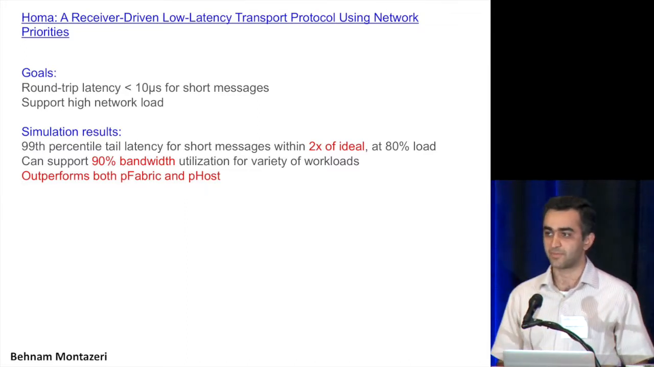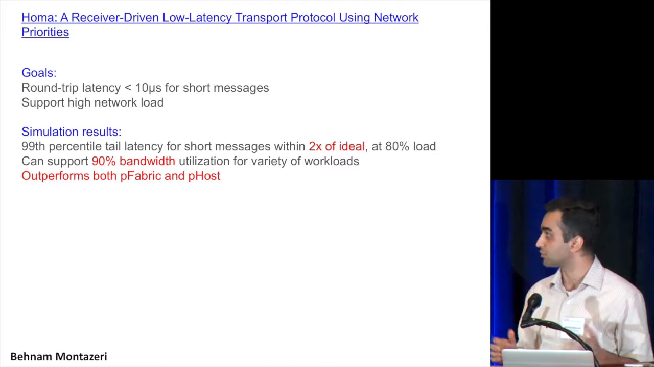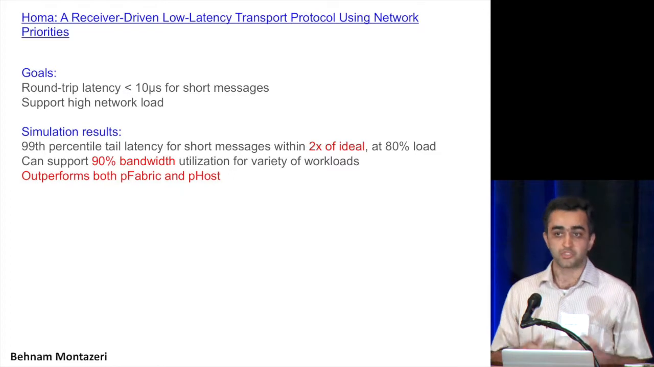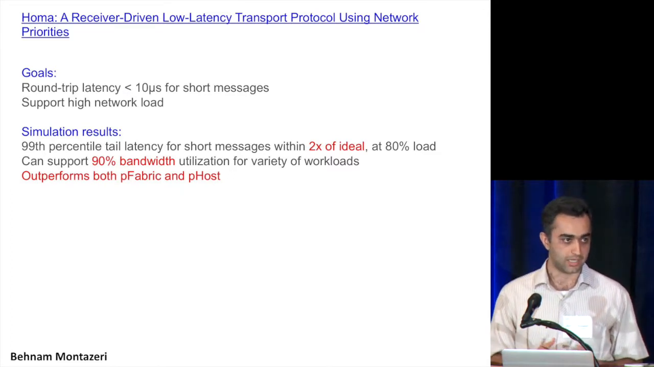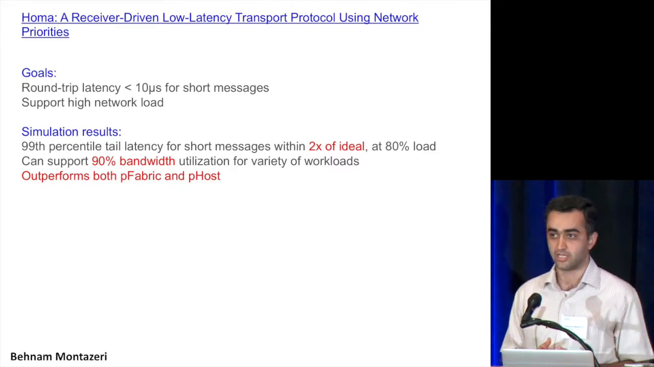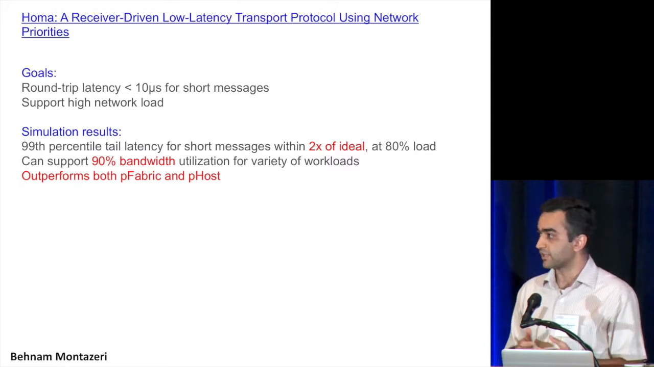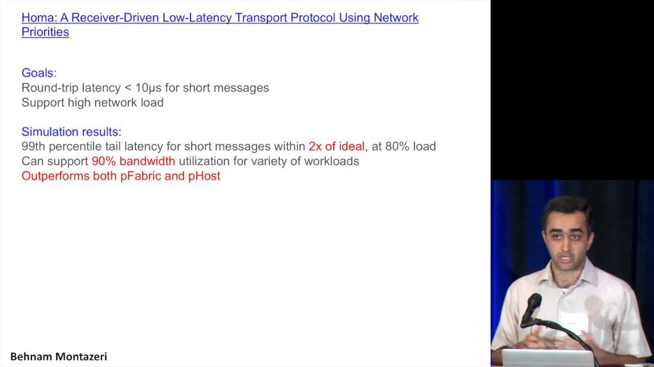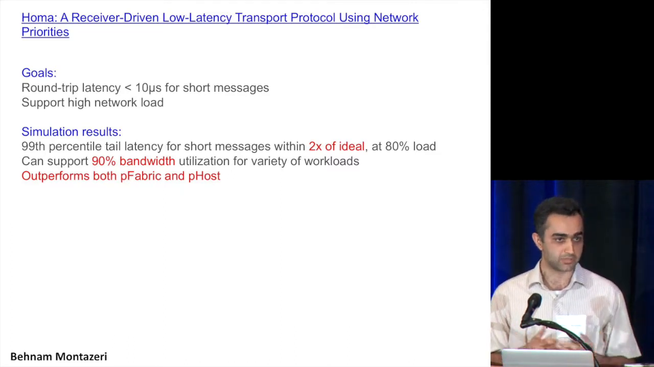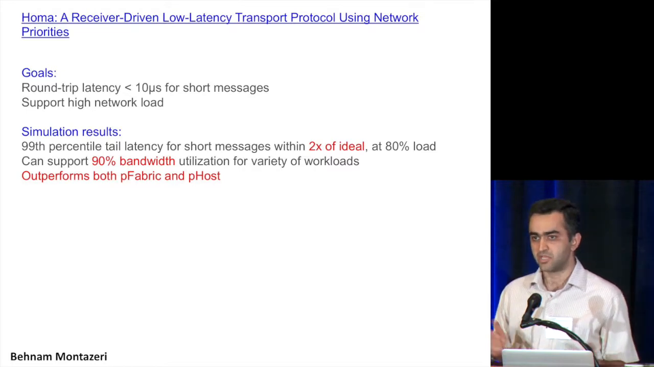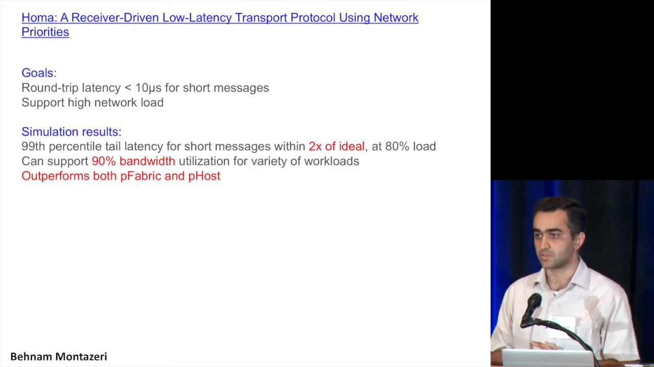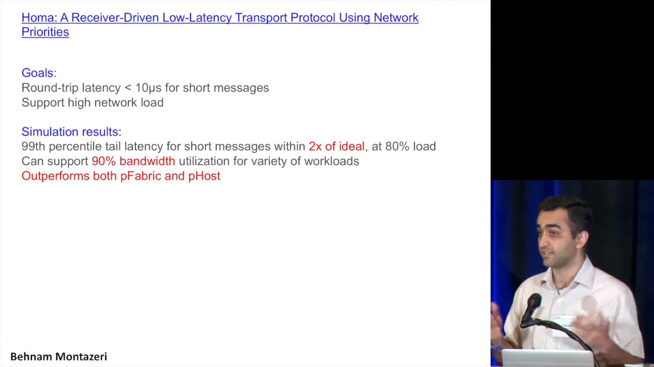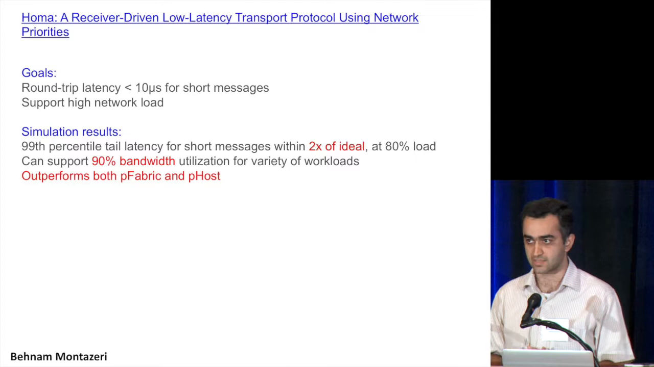Hello, I'm Venom, and today I'm presenting HOMA, a new transport protocol specifically designed for data center network fabric. The two main properties of HOMA are low latency for short messages and high network utilization, specifically at high network loads, because that's where things get complicated. In our simulations, we show that HOMA can outperform both pFabric and pHost, which are competitor and similar protocols, at performance metrics related to latency and network utilization, even at the 99th percentile tail of those metrics.